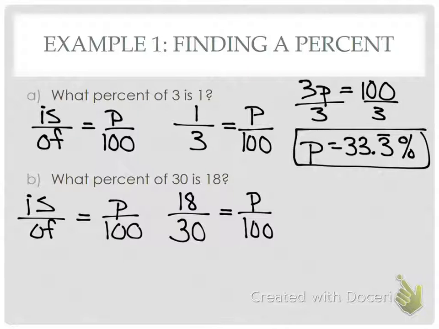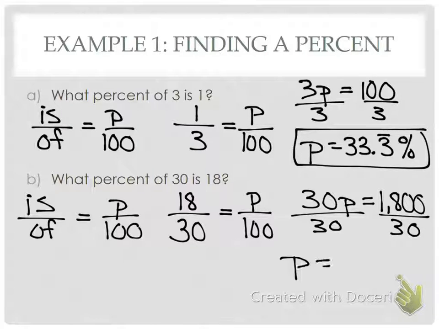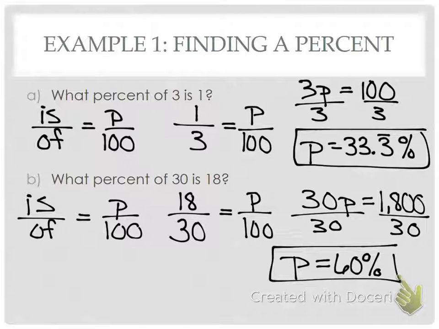Okay? Equals P over 100. Did you do your cross products? Have you solved? 1800 equals 30P. P is 60%. Anybody get 60% before I did? Good. About half of you. Any questions? All right, so good news.